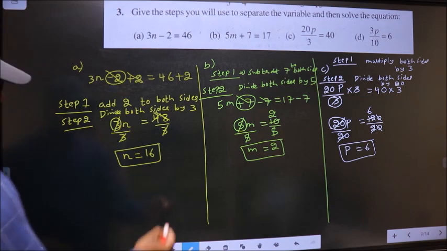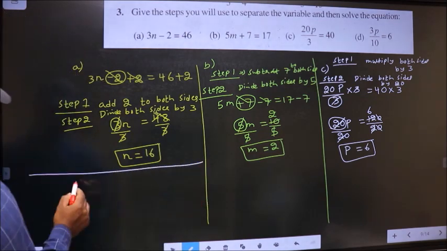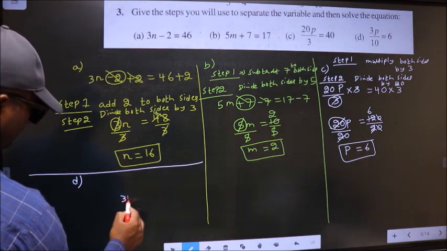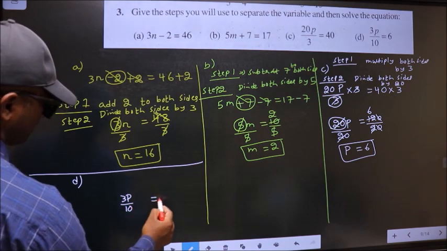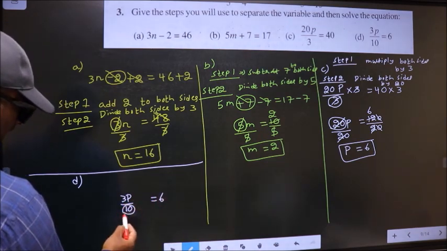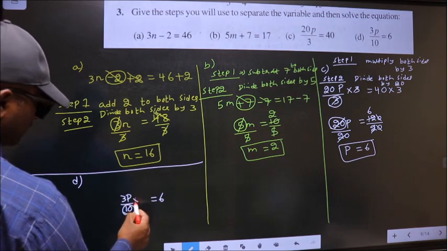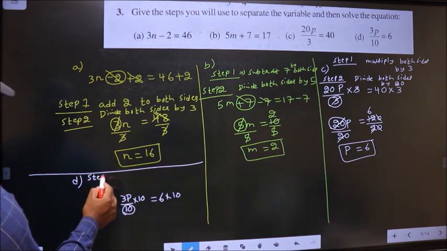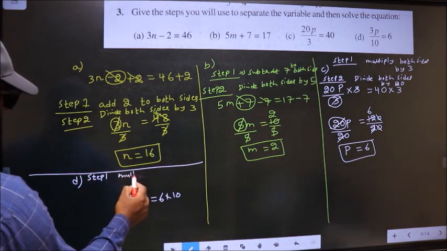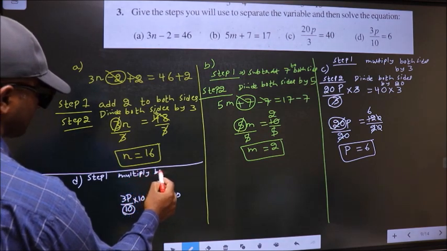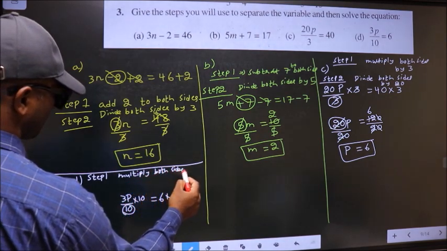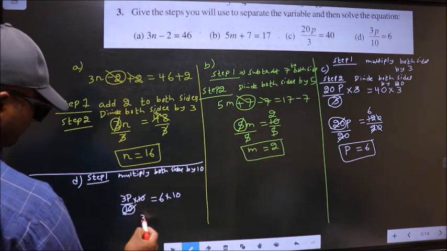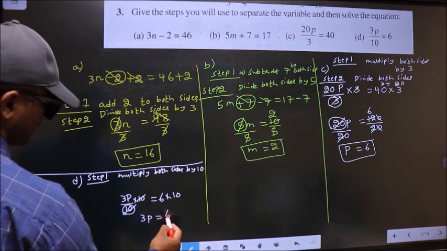Next, D. 3p by 10 equal to 6. First we should remove 10 from here. To remove 10, we should multiply by 10 on both sides. So our step 1 is multiply both sides by 10. So this cancels out, we are left with 3p equal to 6 into 10, 60.